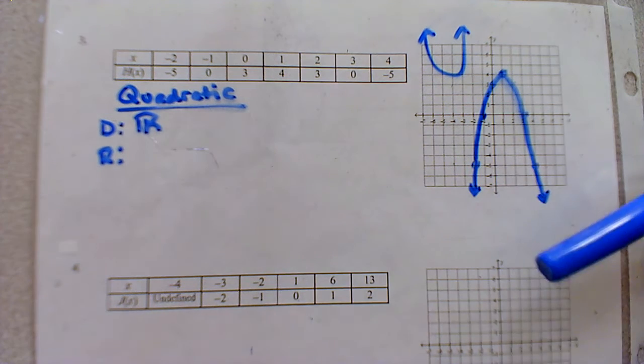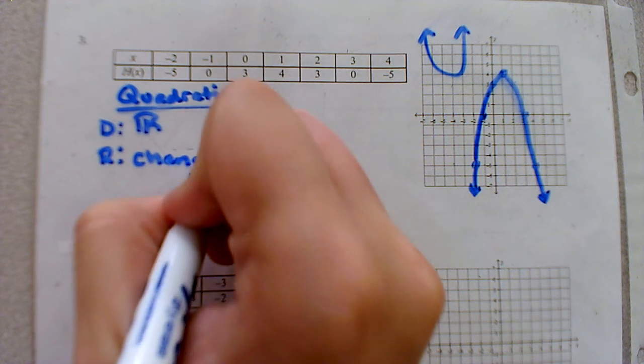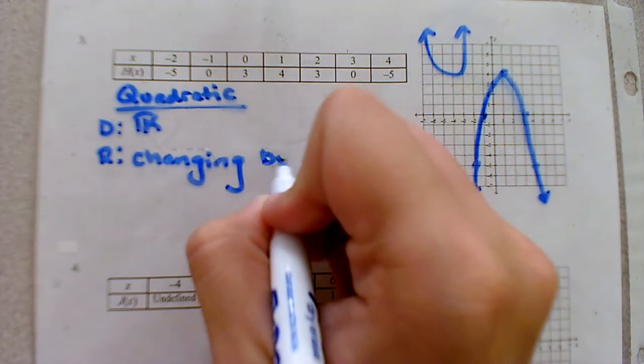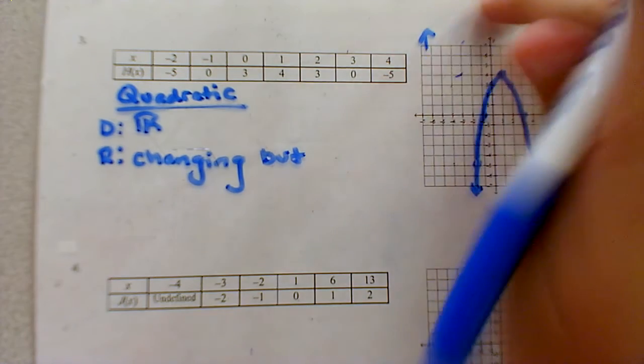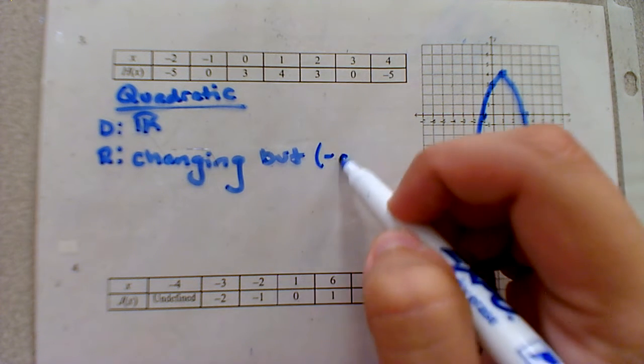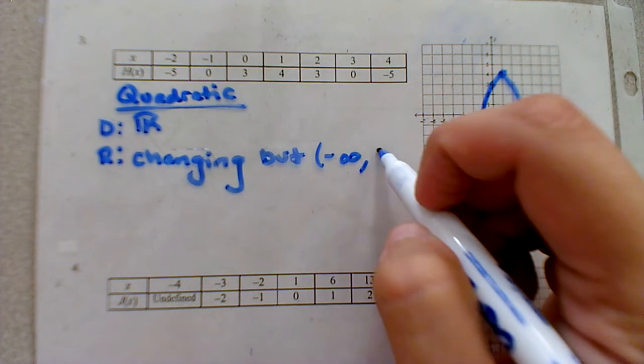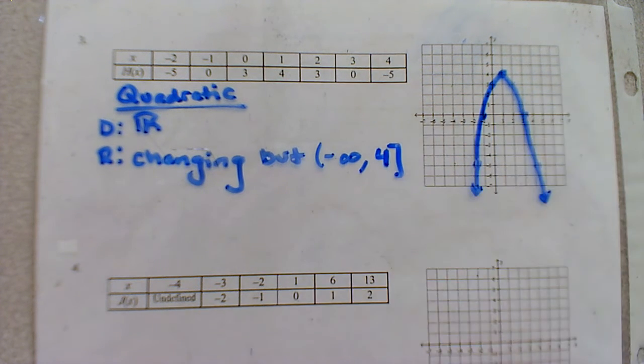that U-shape is located. So for the range, we'll say changing, but for this particular example, notice how the lowest our graph would go is -infinity, and the highest I can drag my pencil is up to 4, and I can include it. So I'll go ahead and throw in that bracket.